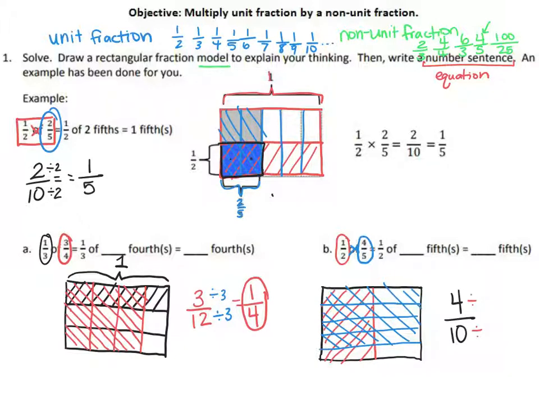Absolutely. They can both be divided by 2. 4 divided by 2 is 2, and 10 divided by 2 is 5. So my answer is 2/5.